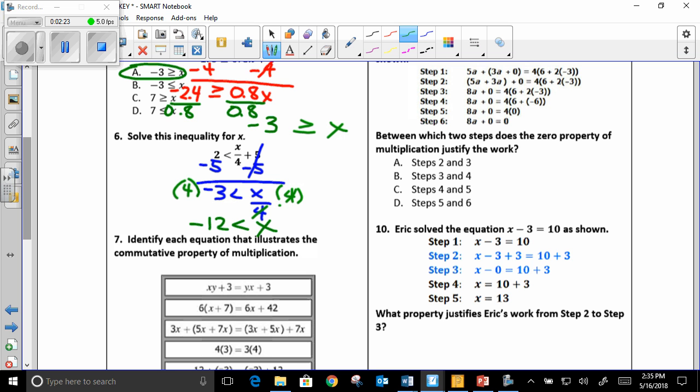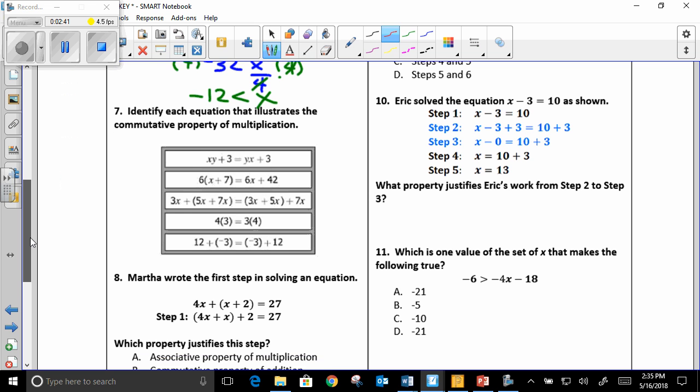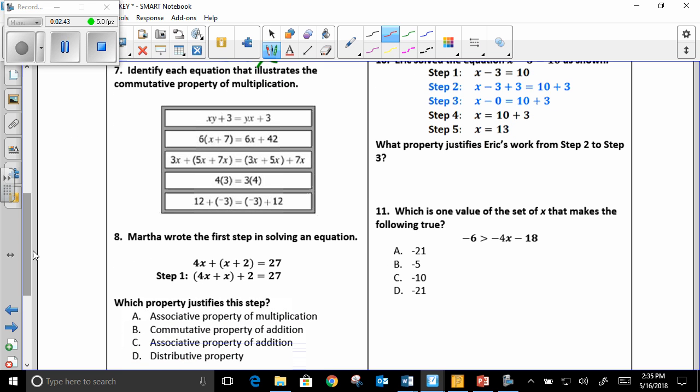Now, if I was going to solve it, I would definitely turn it around and write x is then greater than a negative 12. So depending on whether or not they ask you to graph it. Number 7, identify each equation that illustrates the commutative property of multiplication.